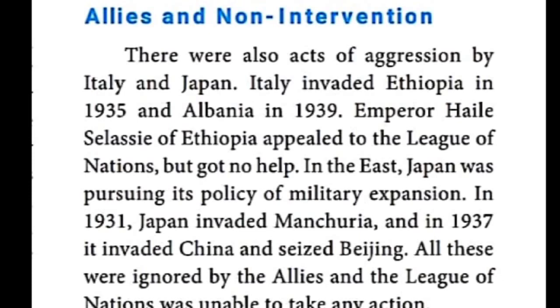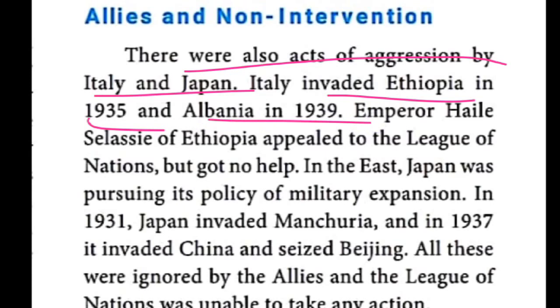The next, there were also acts of aggression by Italy and Japan. Italy invaded Ethiopia in the year 1935. One word answer, children. Italy invaded Ethiopia in the year 1935 and Albania in the year 1939.